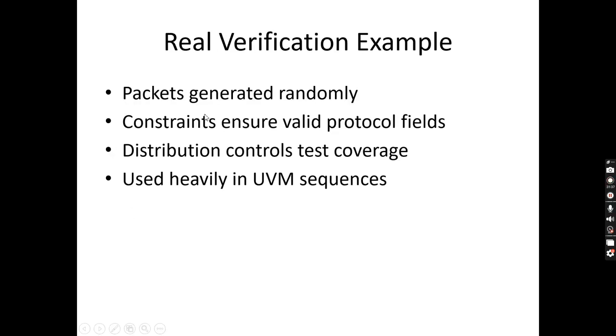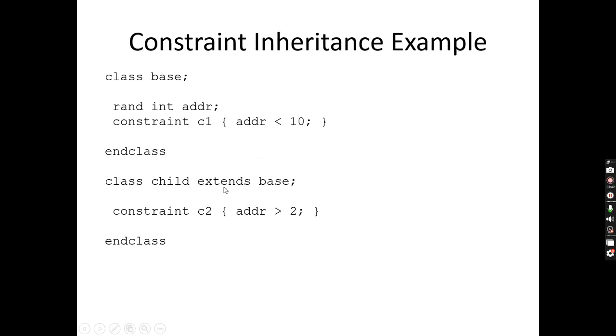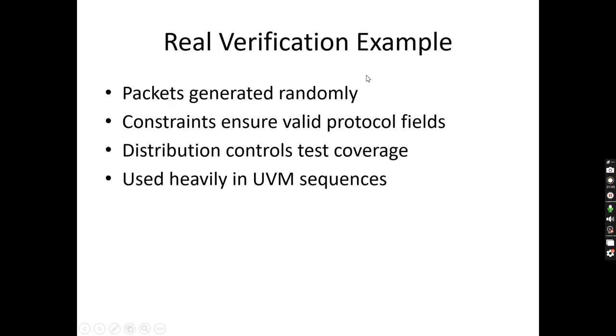So what does real verification look like? A packet is generated randomly. This is a simple packet; let's call the class packet. Constraints ensure valid protocol fields, and distribution controls test coverage. As I said before, the probability concept is there in the distribution constraint. Through that we can control test coverage, and it is used heavily in UVM sequences. If you master SystemVerilog further, you can master UVM also. At that time, it will be used.